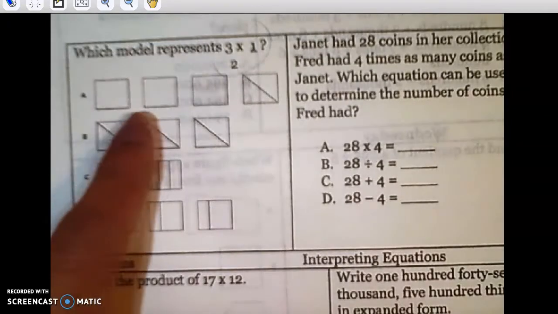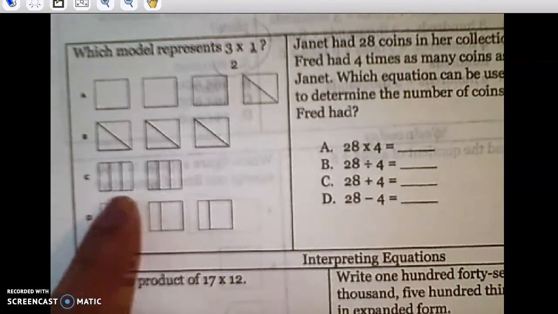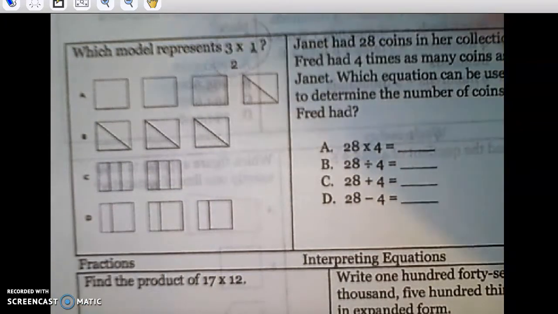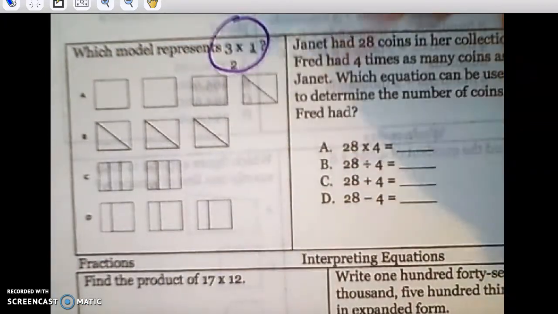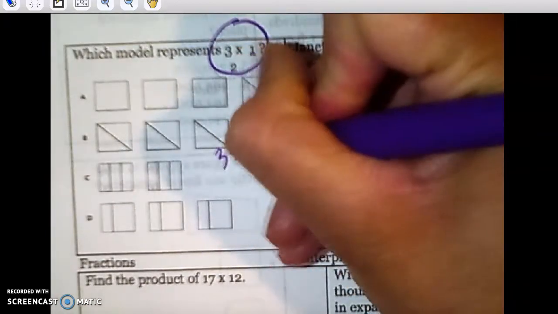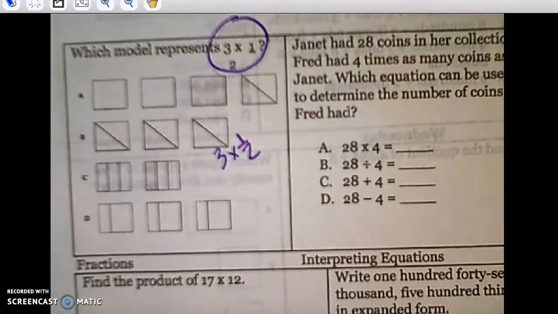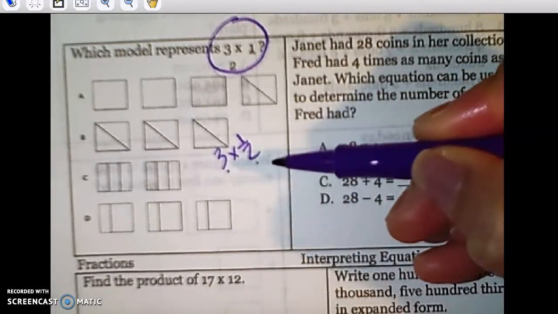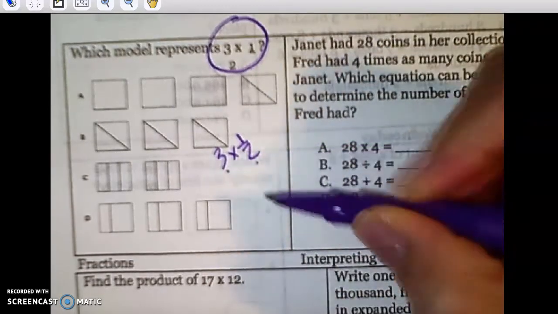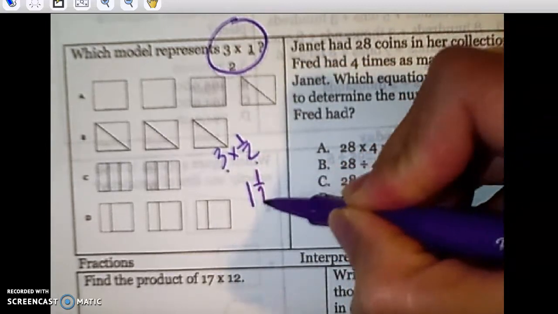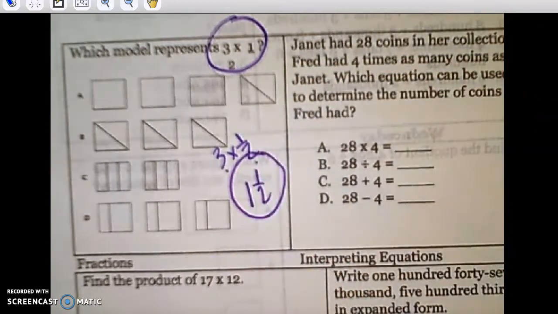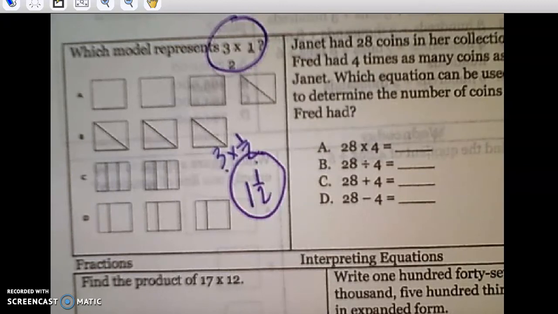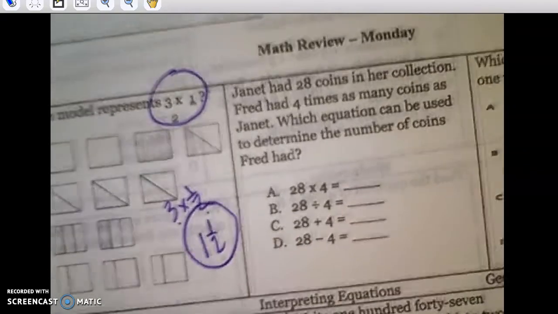I just want to apologize, the way this was printed, you can't really see the model, but I think this says 3 times a half. So if we were doing 3 times 1/2, that's pretty easy because we know that 2 give you 1. So if you have 3 times a half, then that should be 1.5. Okay? Easy breezy, lemon squeezy. All right, let's move on to the next one.